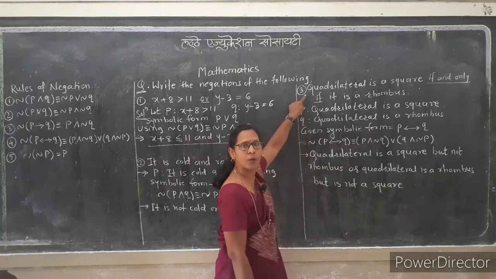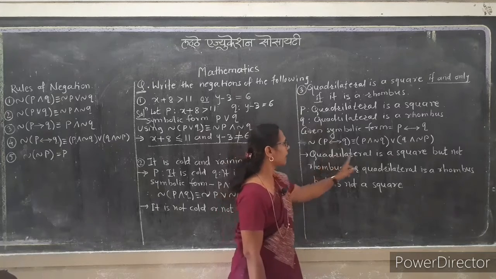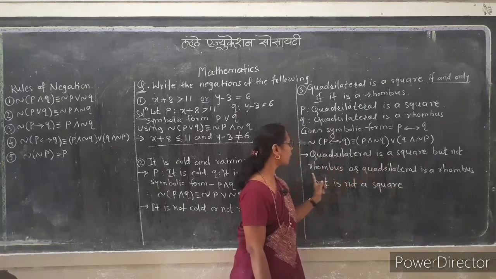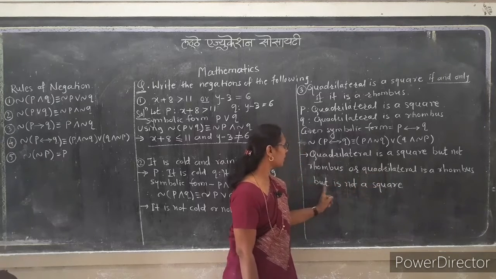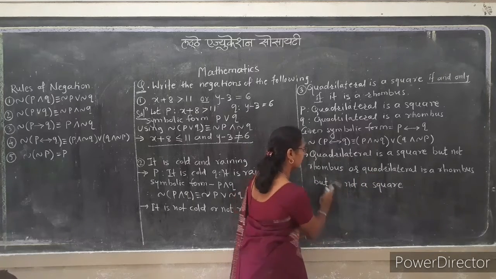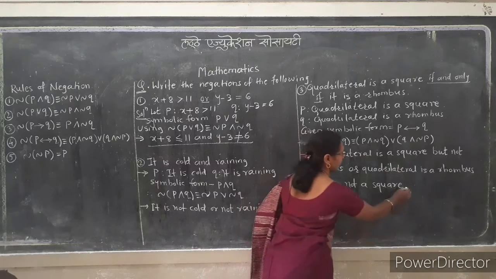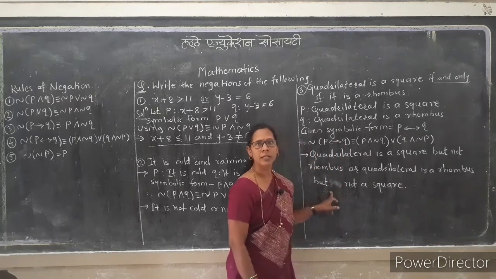Therefore, the negation of the given statement is: the quadrilateral is a square but not a rhombus, or the quadrilateral is a rhombus but not a square. This is our negation statement.